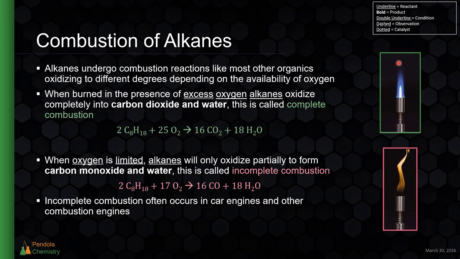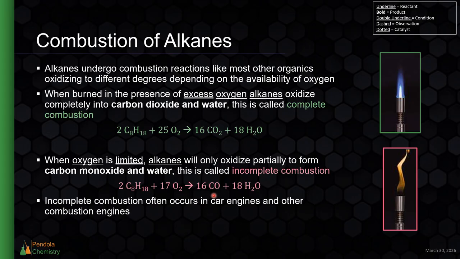So complete combustion is usually when we see the blue flame in our Bunsen burners. Whereas an incomplete combustion will lead to a more orange flame because of that carbon monoxide being created. Incomplete combustion does not usually happen in open air because there's plenty of oxygen. It often happens in car engines and other types of internal combustion engines because engines don't necessarily have a lot of oxygen in them. We rely on an air intake, and the space where combustion happens is limited. So a lot of the time that combustion is incomplete and it creates carbon monoxide.